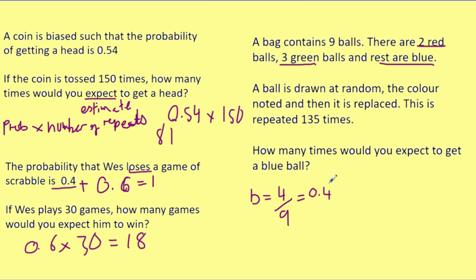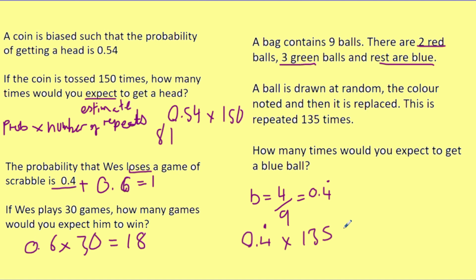It's 0.4 recurring. So instead of pressing cancel and then starting again, if you get a recurring, just go straight into your next part of the sum. And that is to multiply. So we're going to do 0.4 recurring multiplied by the number of repeats, which is 135. If you just cancel and then put 0.4 into your calculator, it's going to give you a weird number, and it's not going to be right.